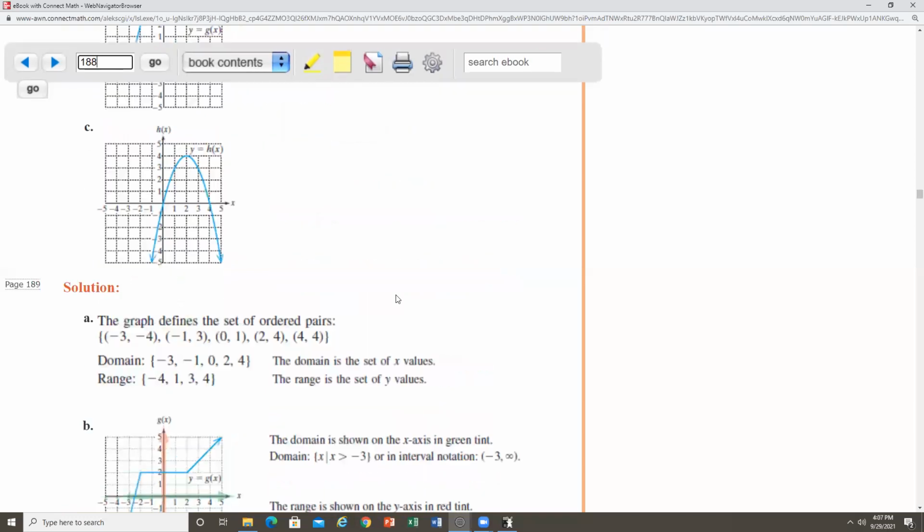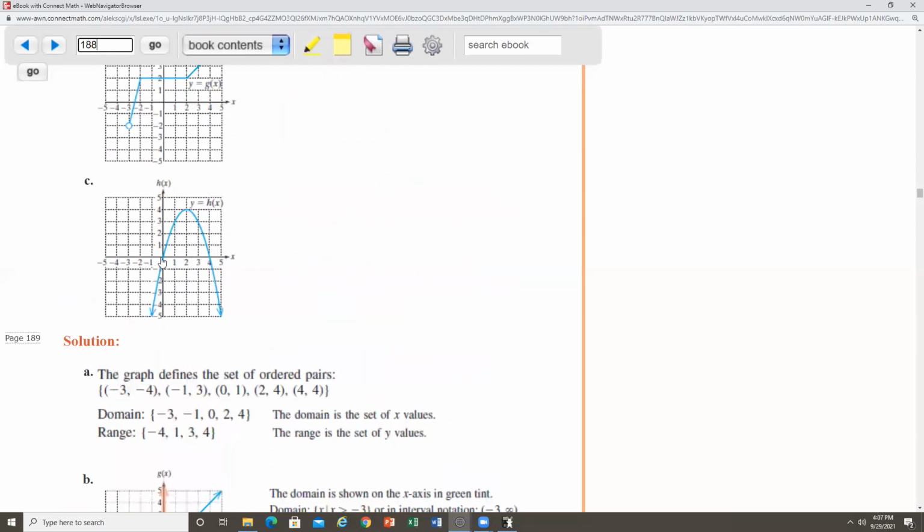Domain and range. Yes. What would be the domain of this parabola opening downwards here, which is a function, its graph passes the vertical line test? What would be the domain of C here?